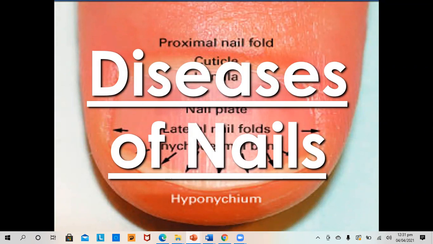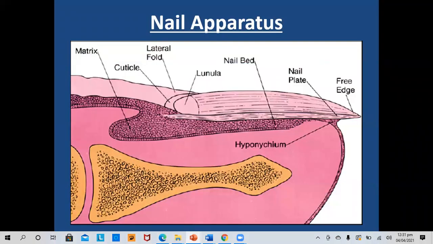The topic of today's lecture is the diseases of nails. You all know that nail is a very important part of dermatology or skin. And nail has certain features that are typical of this structure, which is different from the rest of the skin. You can see in this diagram that the nail comprises a nail plate and an underlying nail bed.